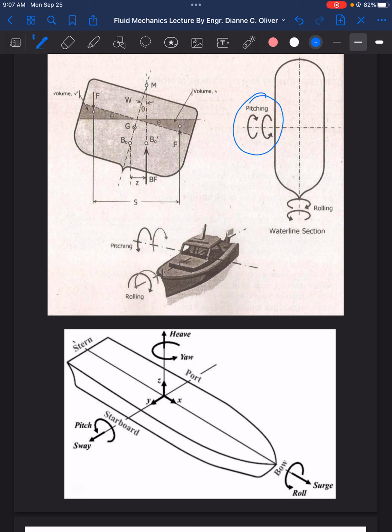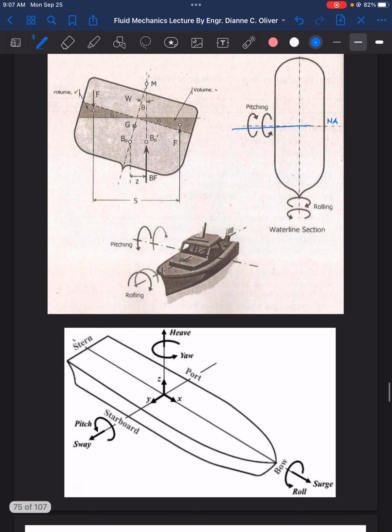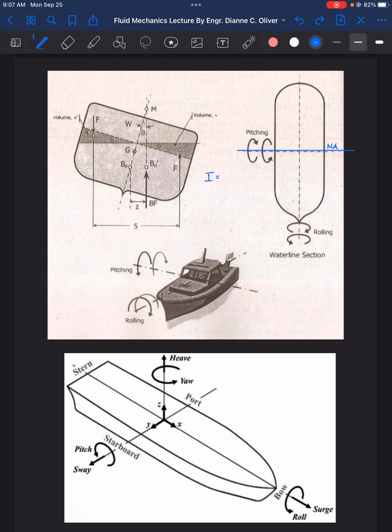If we take the moment of inertia of the pitching, this is our motion, and our neutral axis will be here. Given this neutral axis, with B as the width and L as the length of the body, the I for pitching, I_P, is equal to the base, B, times the height, L, raised to 3, divided by 12.